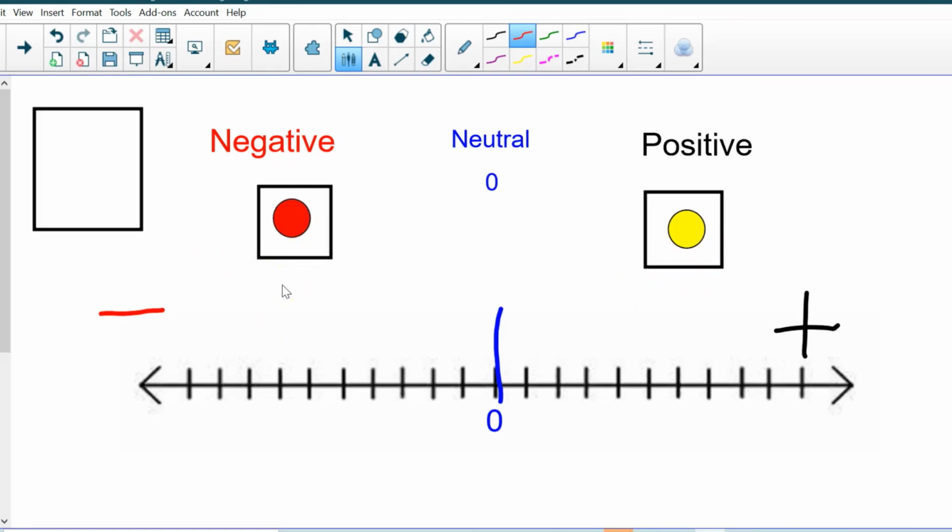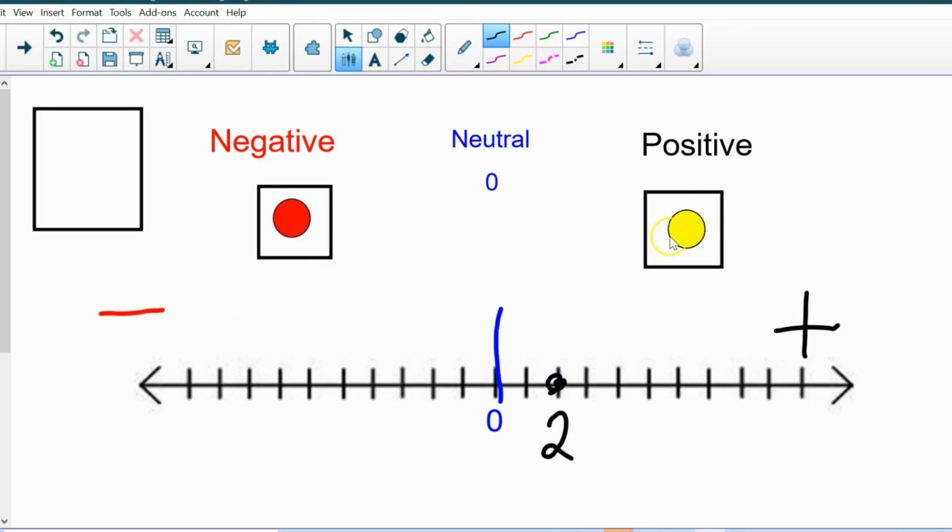So let's just practice some. Let's just start with positive 2. If I'm going to figure out where positive 2 is on my number line, I know it's positive, so it's got to be on the right side of the 0. And here's 1, 2. So I'm going to put a point right here, and I'm going to move my 2 to the second spot.